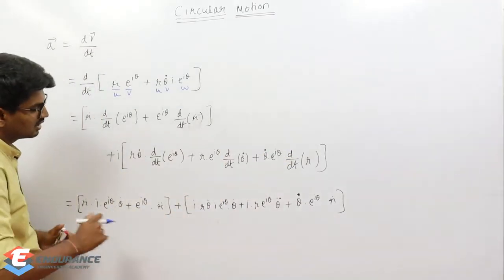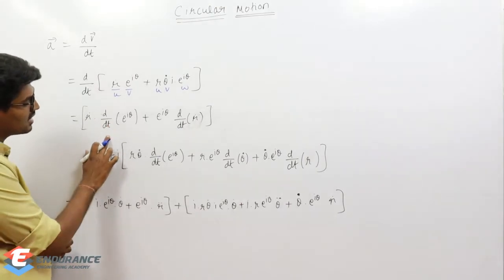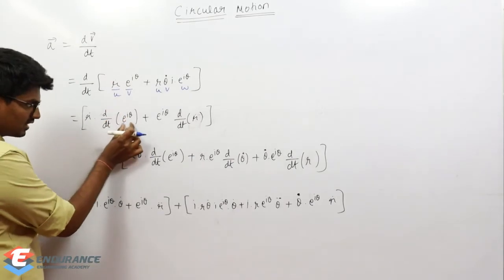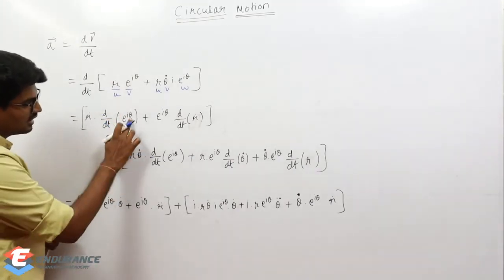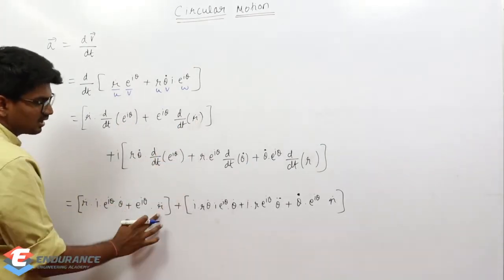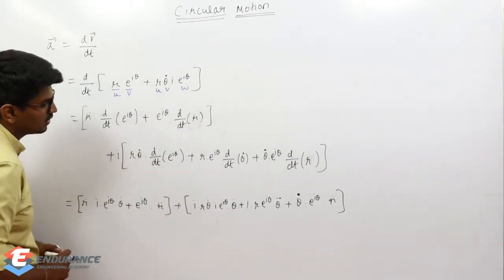Now coming to the next step. In this case, d by dt of e power i theta is there, right? So if I differentiate e power i theta, first i will come before, so i into e power i theta, and theta's differentiation is theta dot. And differentiation of r dot is what? r double dot simply. So e power i theta into r double dot.